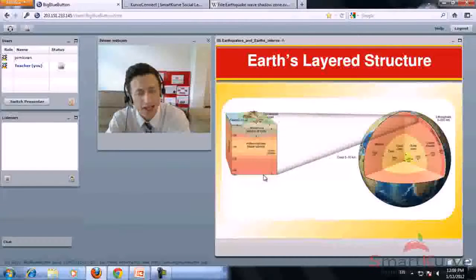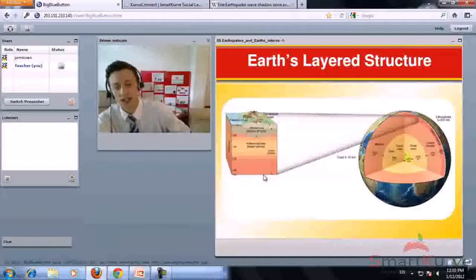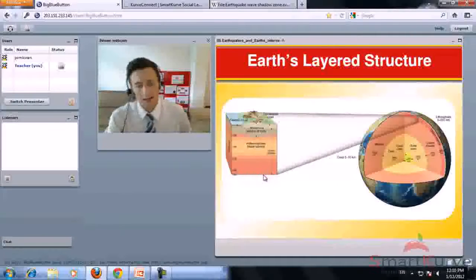This is like the skin of an apple. Compared to the rest of the Earth, it's very, very thin. This is where we get all of our different rocks, our igneous rocks, our metamorphic rocks. Most of them are made here in the lithosphere. That's the solid rock. These are the plates that are moving around.